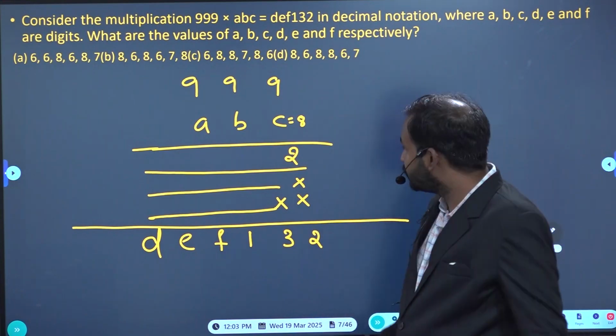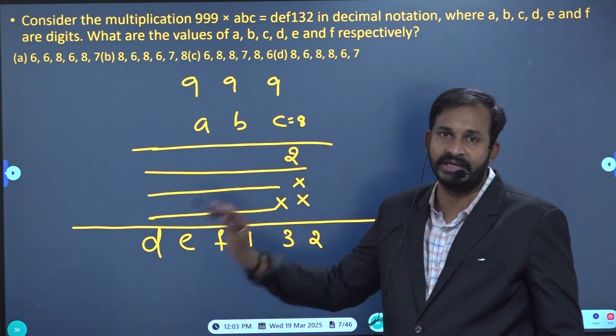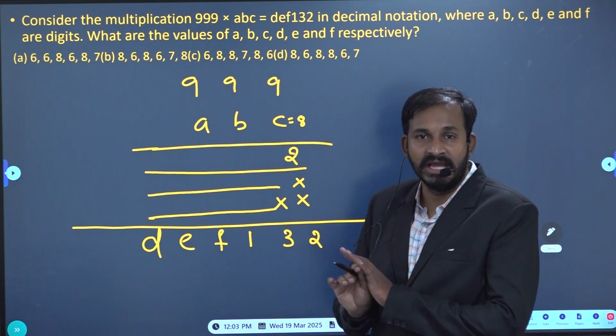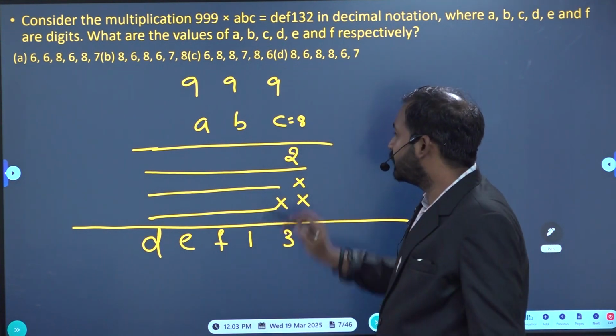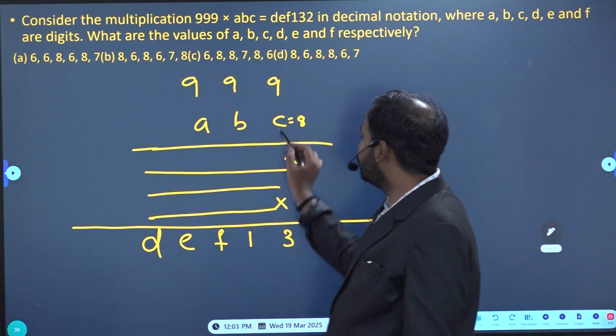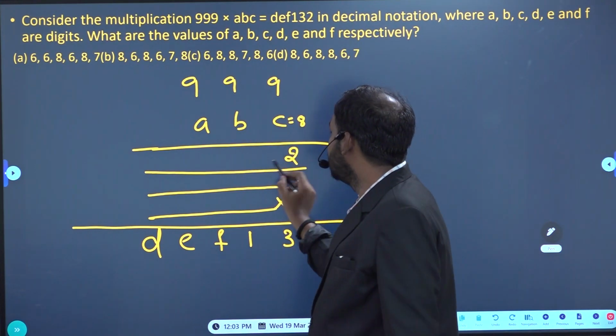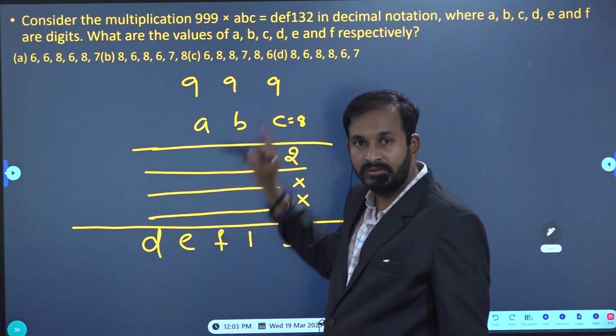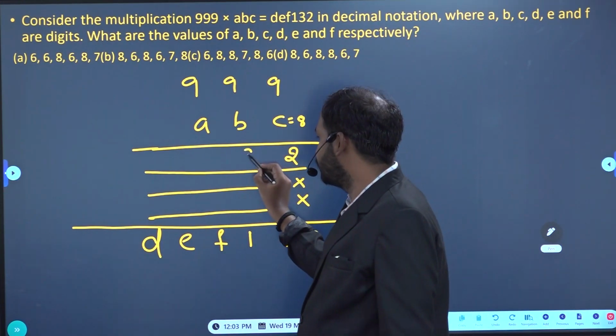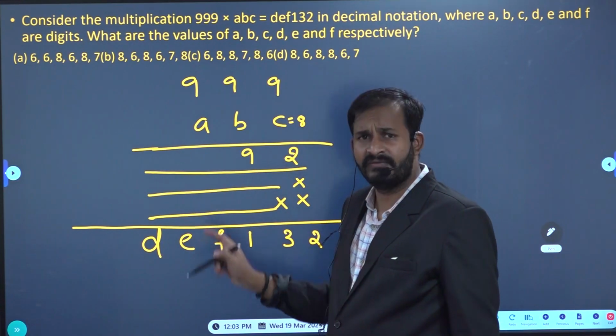We don't have any other choice. In place of C, definitely we should put 8 only. Then only we will get 2 here, else we will not get 2. So now when in case of C, if I take it as 8, what will happen to my first row? 8 9s are 72. 7 will go as a carry and 2 will come here. 8 9s are 72. That 7 plus this 72, what you will get? 79. And you will be left with 7.